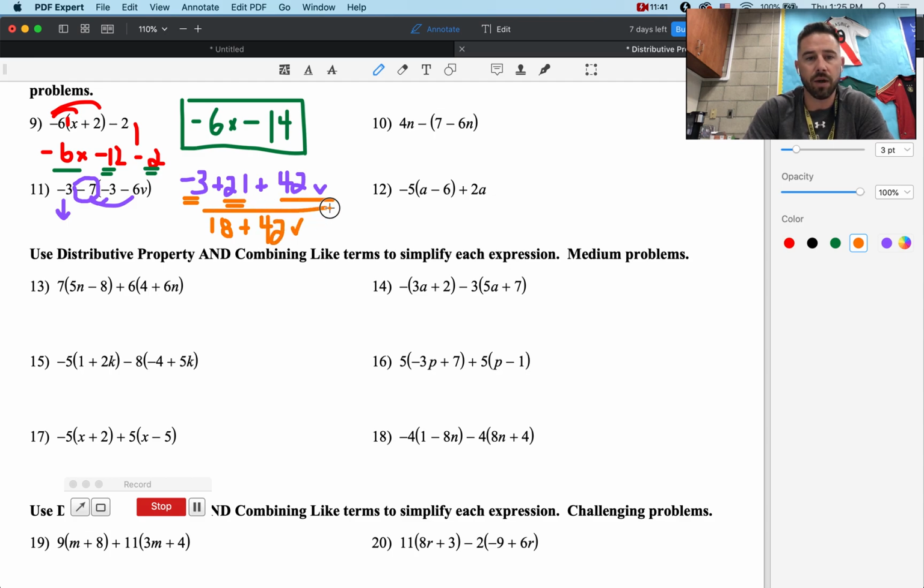And some of you kids are like, okay, well, what if I want to make it pretty and put the 42v in front? Then do it. 42v plus 18. It's fine. I'm going to have both of those answers in the assignment, so it'll give you full credit either way.